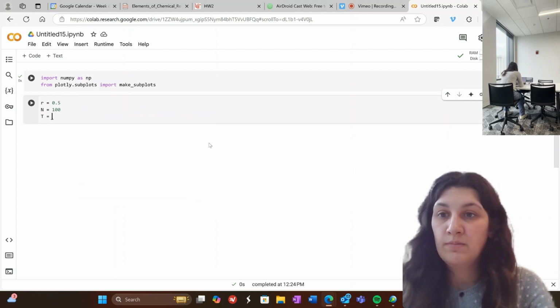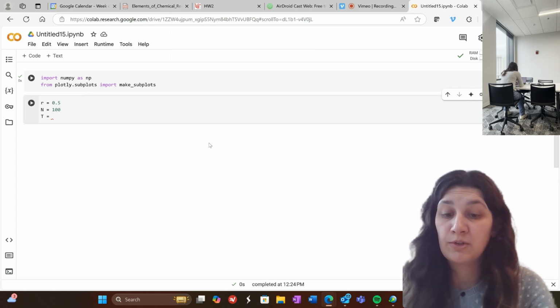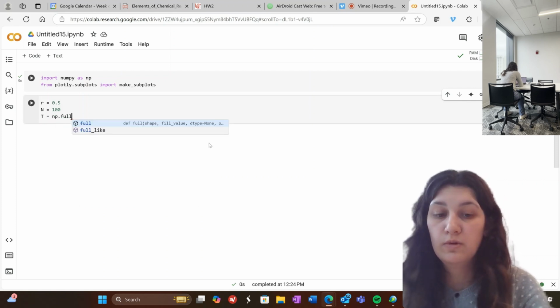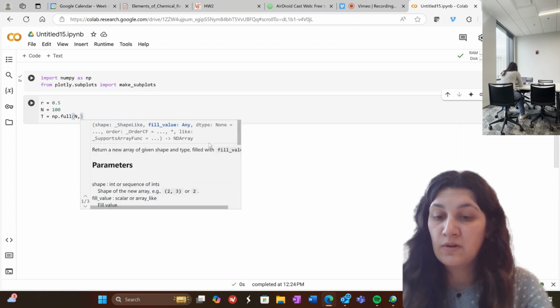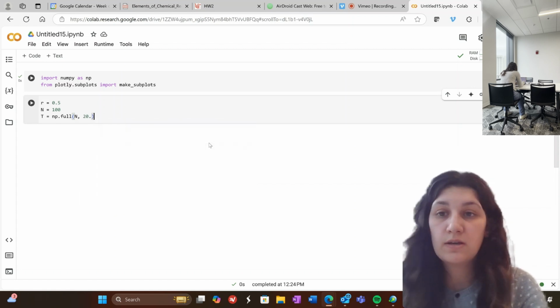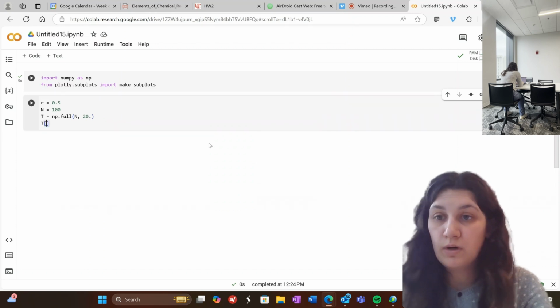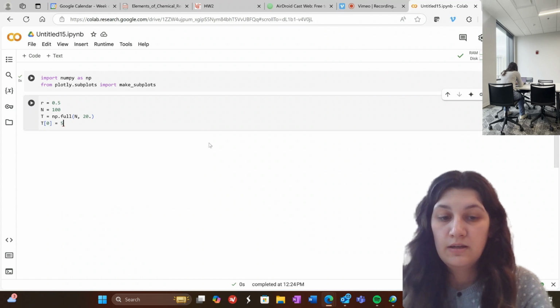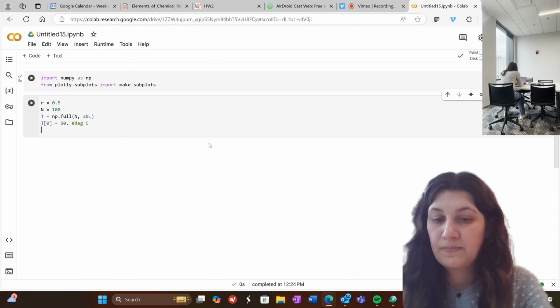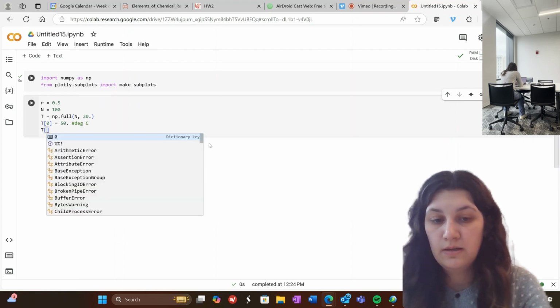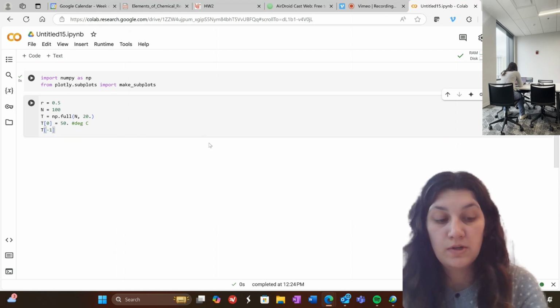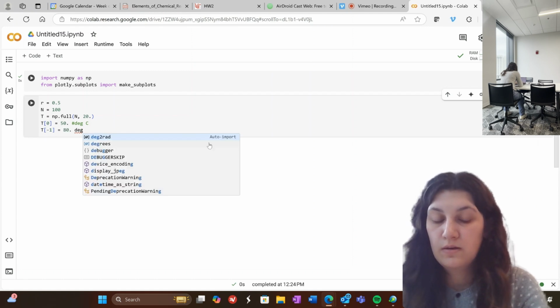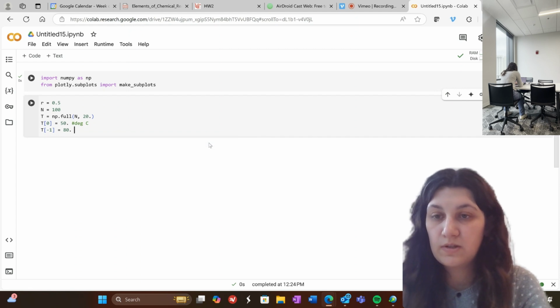Next, we need to set up our array of temperatures, so np.full, and then we're going to set each of those to 20 degrees Celsius. Now we want our initial section, so the end, to be 50 degrees Celsius, and the opposite end, the final position, to be 80 degrees Celsius.